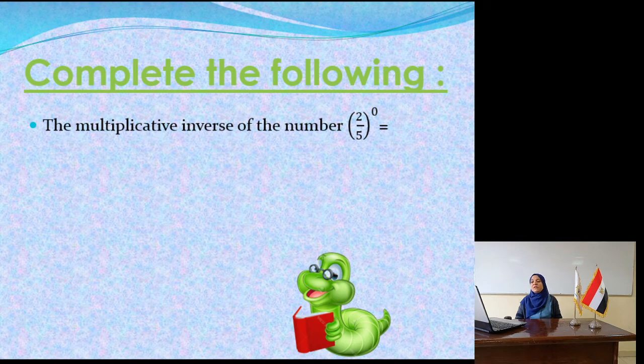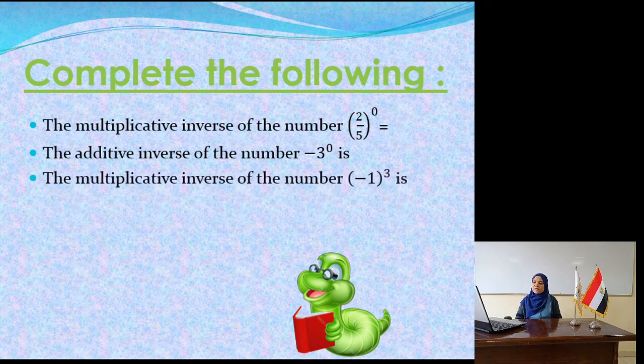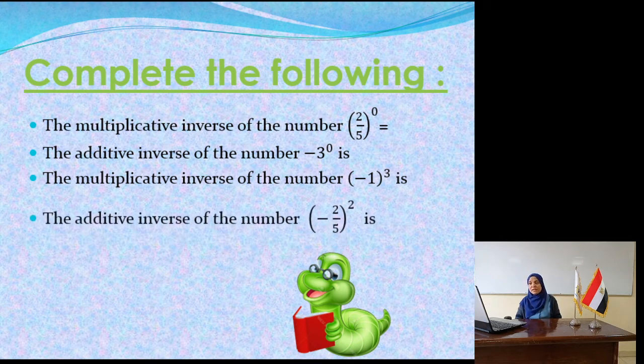The additive inverse of the number negative 3 to the power 0. 3 to the power 0 equals 1, but here it is negative, so it will be negative 1. The additive inverse of the number negative 1 will change the sign. The positive will be negative and the negative will be positive, and 0 also will be 0. So here the additive inverse of negative 1 is 1.